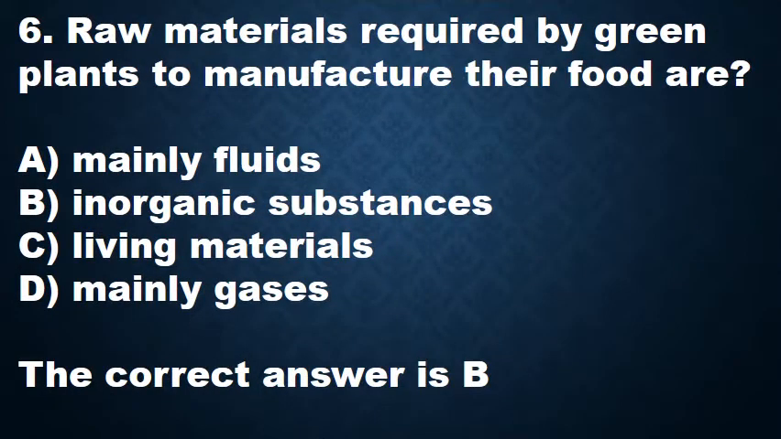6. Raw materials required by green plants to manufacture their food are A. Mainly fluids. B. Inorganic substances. C. Living materials. D. Mainly gases. The correct answer is B.